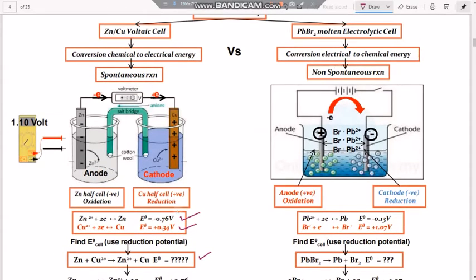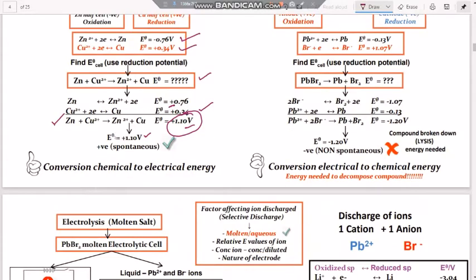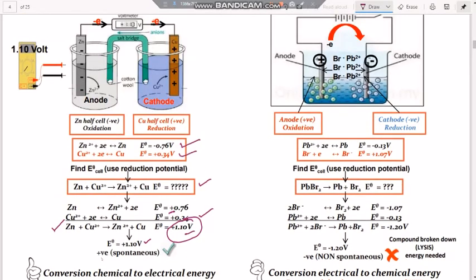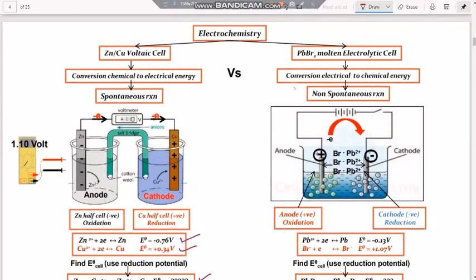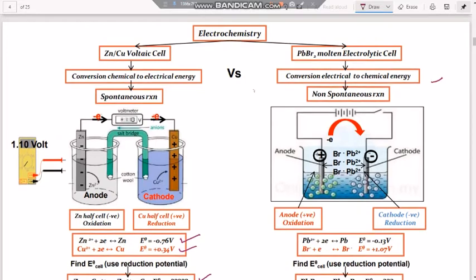Coming to this, this is what we call the E naught cell value. When we get it positive, it is spontaneous. When you do the calculation and the E naught value is positive, the reaction definitely takes place in a spontaneous manner, and conversion of chemical energy to electrical energy takes place in this process. But if it is negative, that phenomenon, according to thermodynamics, we call non-spontaneous. We will see whether it is spontaneous or non-spontaneous in the case of the electrolytic cell with molten lead bromide.